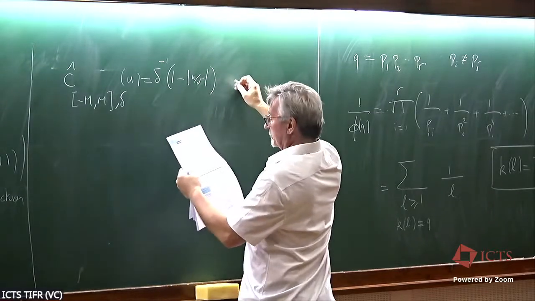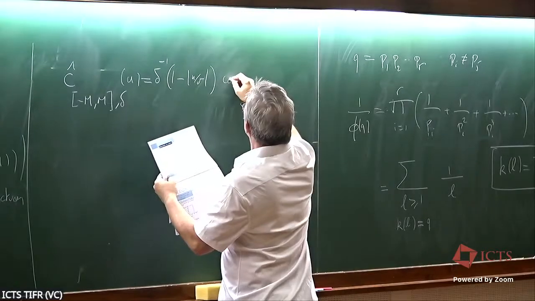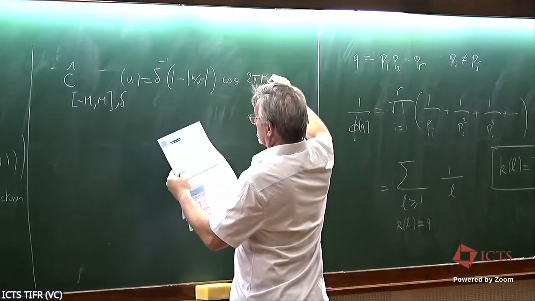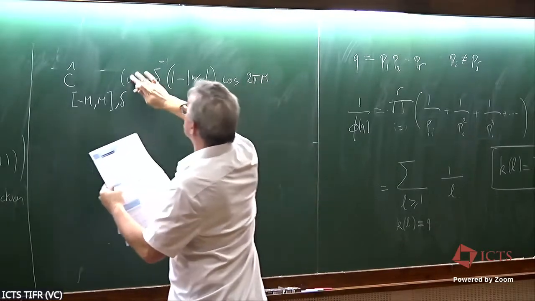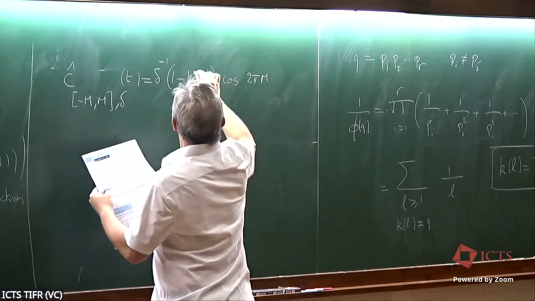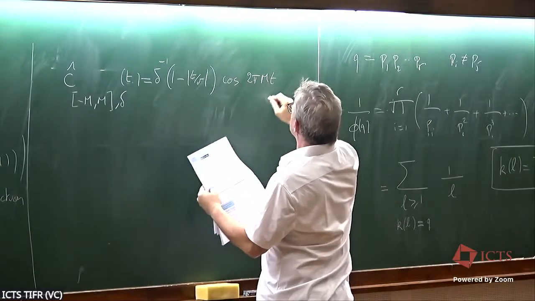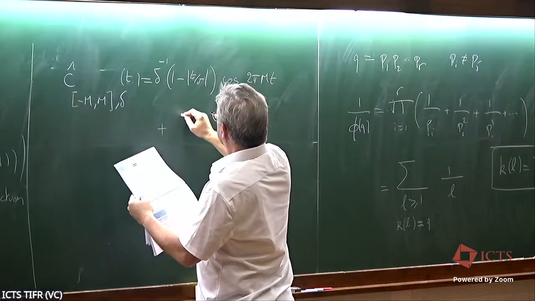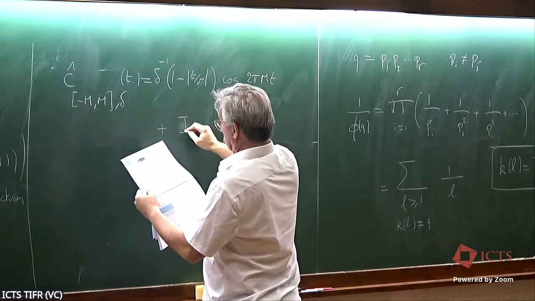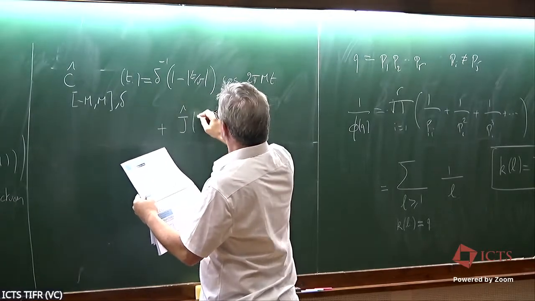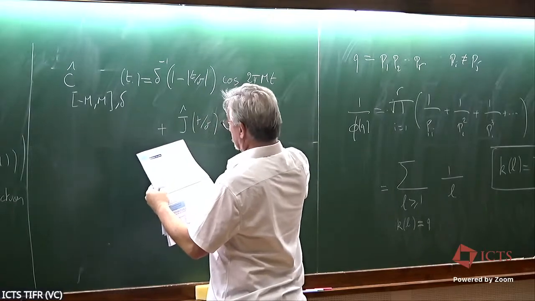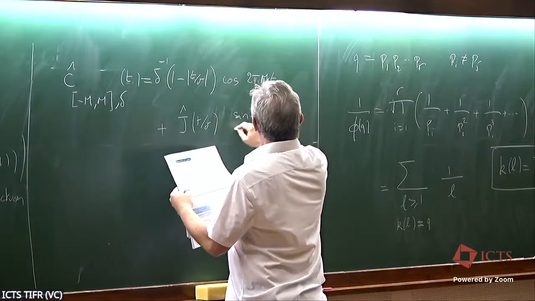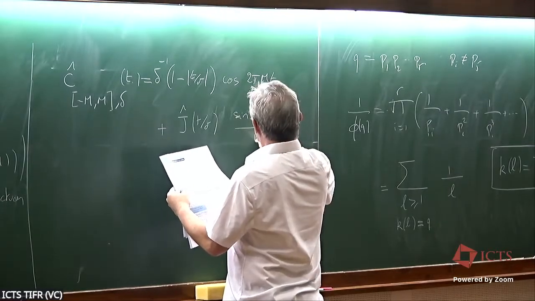Okay. Could be cosine 2 pi m t. Oh, I've put a t, sorry. If I put a t, I should put a t. Okay. Plus J hat, plus, yes, J hat of t by delta, sine 2 pi m t upon pi t.